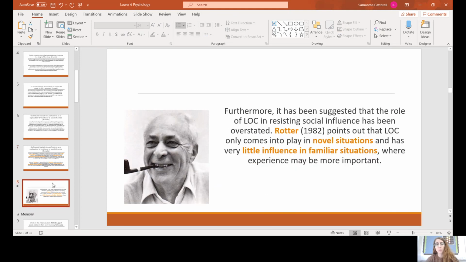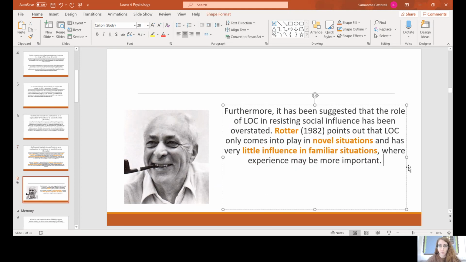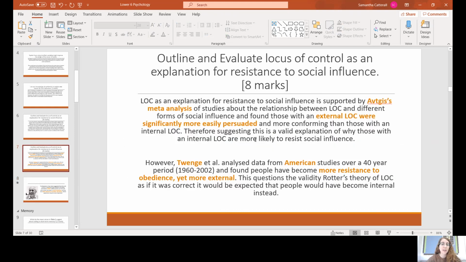There is also another point that you could make, which is this one, that Rotter suggested that locus of control only occurs in terms of resistance to social influence if it's in a novel situation, and it doesn't have as much influence if it's in a familiar setting. So you could actually criticise this point, or even this meta-analysis, because maybe these studies were conducted in laboratory settings. If you think about Asch and you think about Milgram, they are in artificial settings.